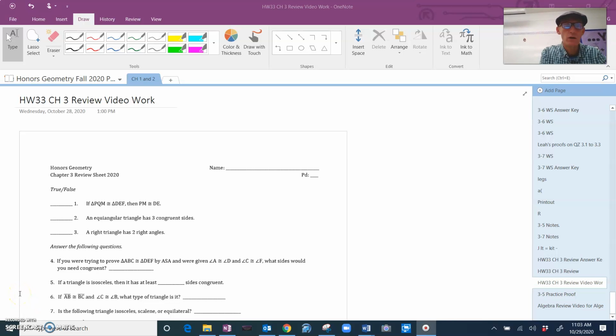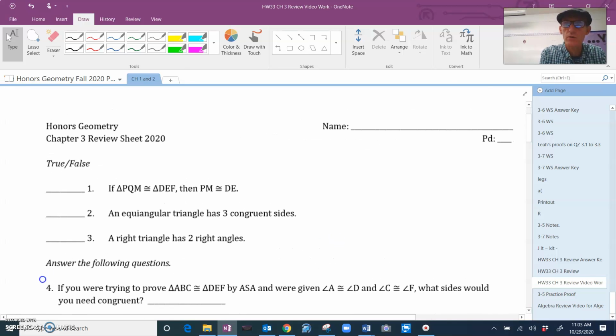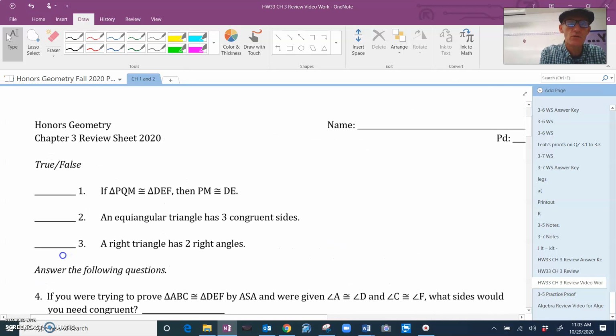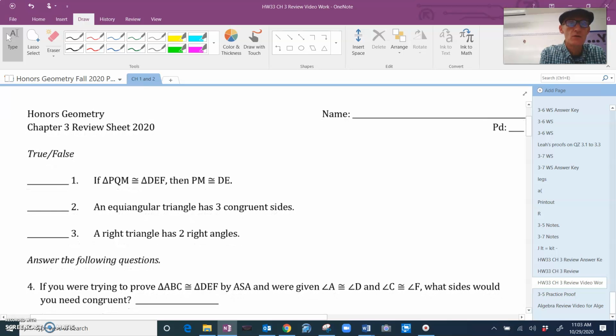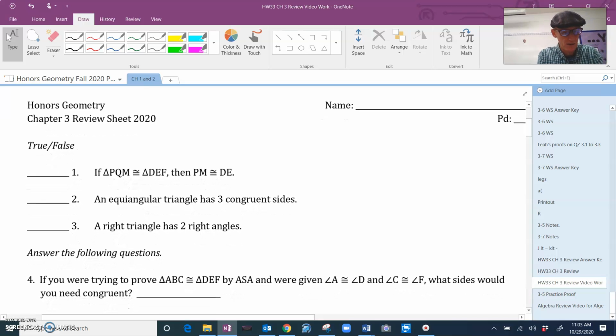Hello. Okay, so this is the Chapter 3 review sheet for Honors Geometry. It is the review sheet for the test coming up. So I was going to talk about it and try to get the right answers. Okay, so if they're wrong, let me know.